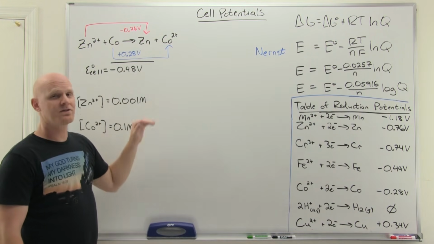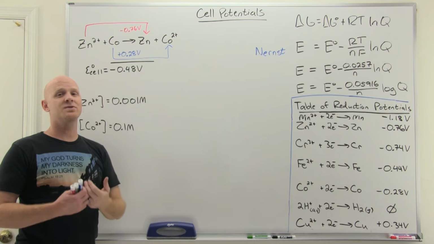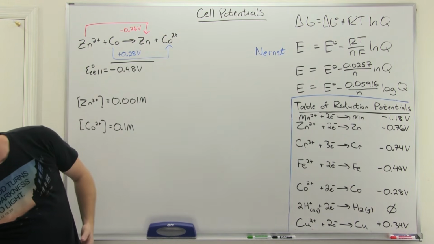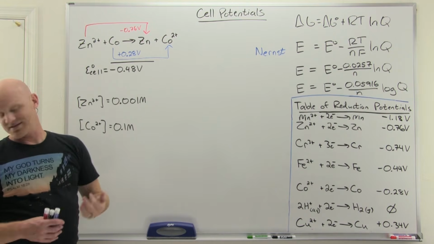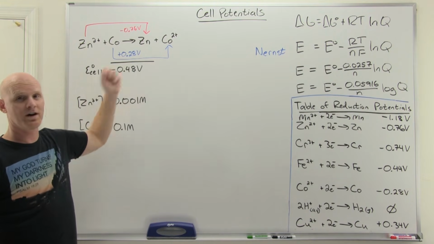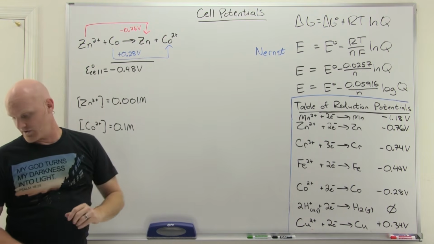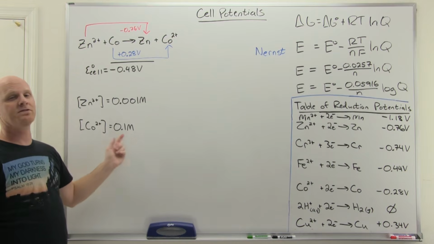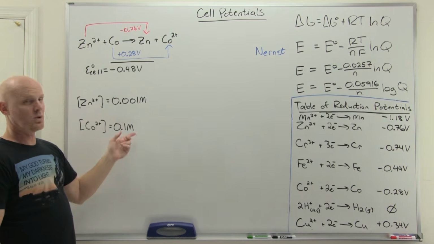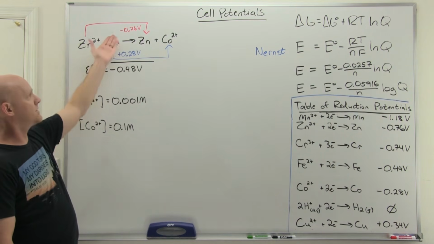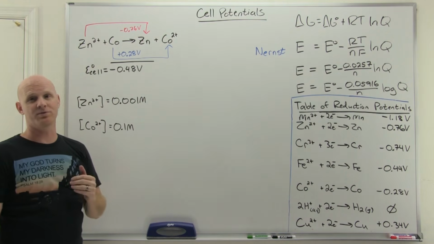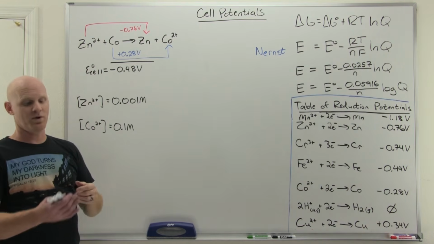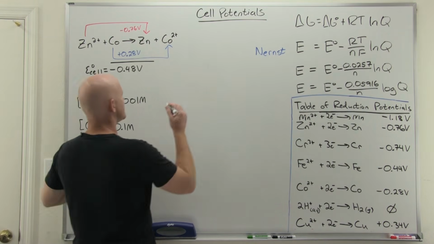All right, so non-standard cell potentials. The hallmark of a non-standard cell potential is that you don't have 1 molar concentrations of everything. The next question on your study guide says, calculate the cell potential for the cobalt zinc cell we dealt with in the previous problem, so I left that up there, but with a concentration of zinc ions of 0.001 molar and a concentration of cobalt ions of 0.1 molar. So these are not 1 molar. We figured out earlier that the standard cell potential was negative 0.48 volts, but we're not under standard conditions, so it's not going to be equal to negative 0.48 volts. We're going to use that Nernst equation to figure out what it actually is.